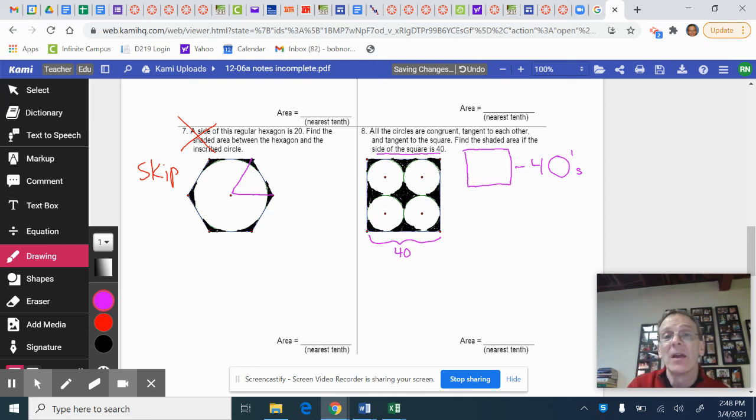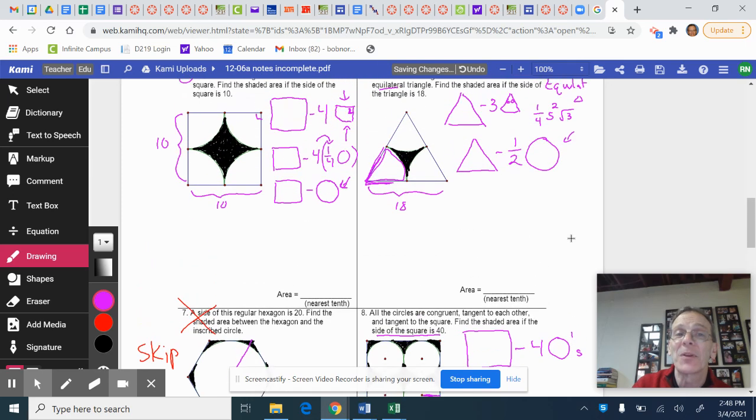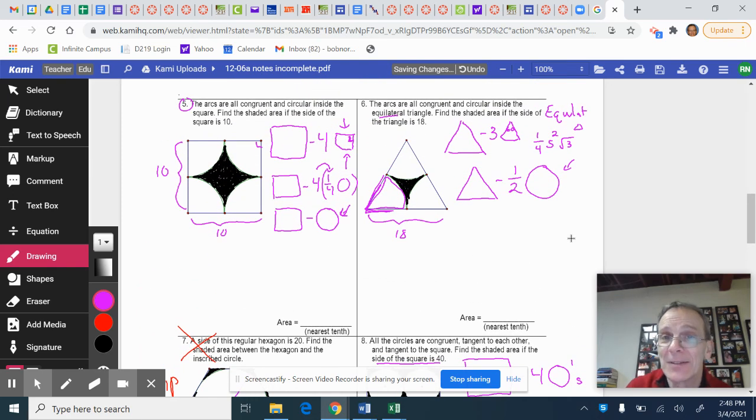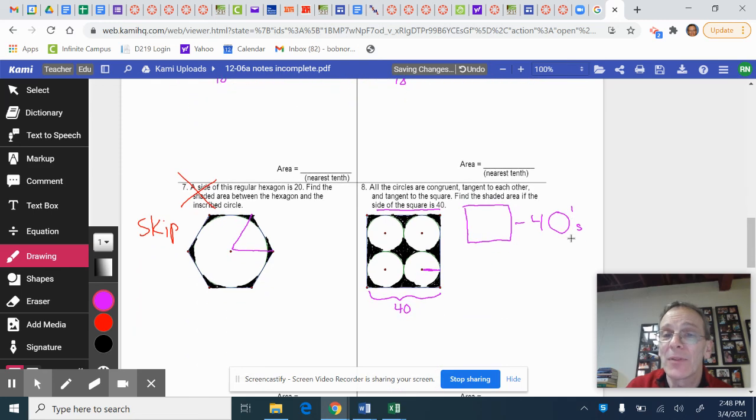When I say make the connection, what I'm saying is figure out what the radius is. How do you connect this side length of 40 from the square to what the radius of one of these circles is? Well, I'll give you a little help with this. Here's the radius of the circle, right? So how's that going to compare to the 40? See, this number 8 going from the side length to the radius is a little bit different from numbers 5 and 6. So just be careful about that one.